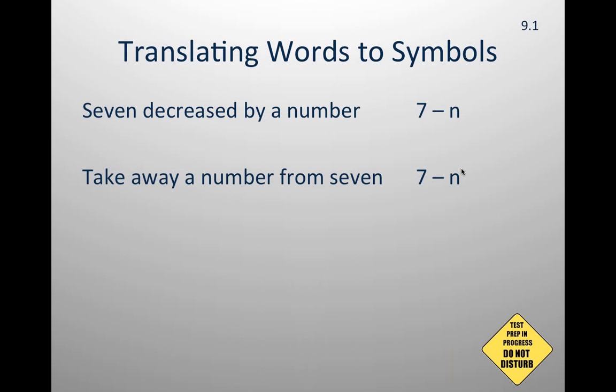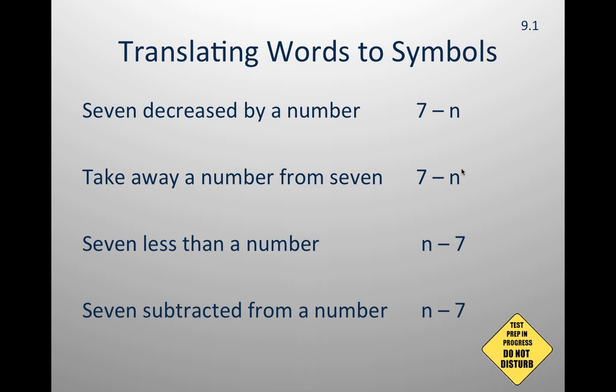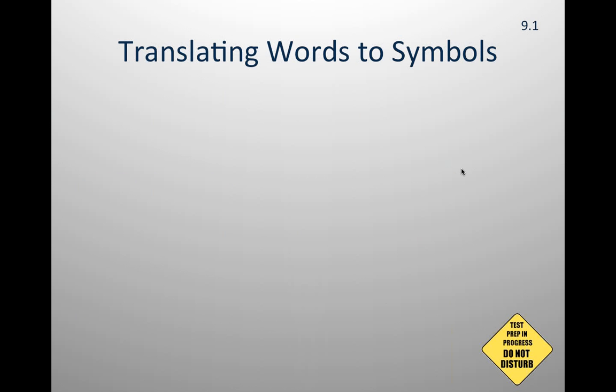Okay, here we have 7 decreased by a number. Take away a number from 7. 7 less than a number. Less than, subtract it from, and take away from: the numbers are in a different order than they're read. Okay, so here's the other one, 7 subtracted from. So notice the order is changed.